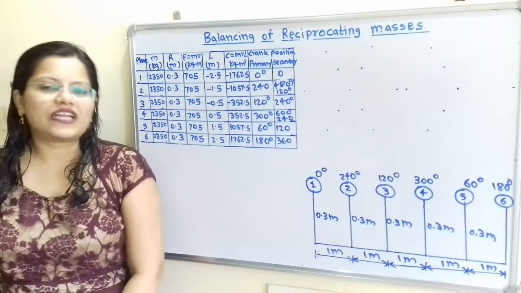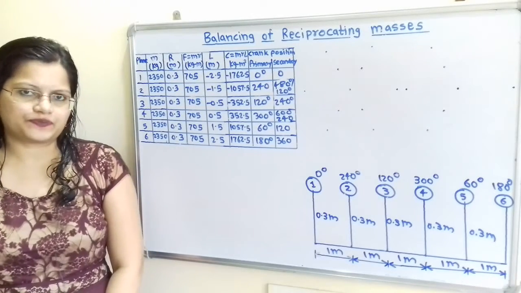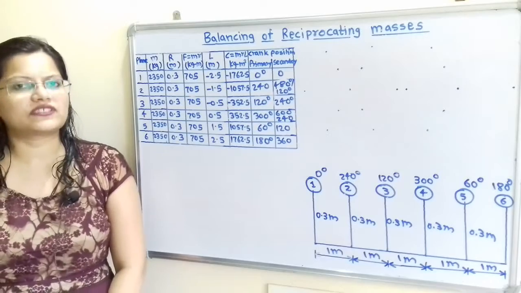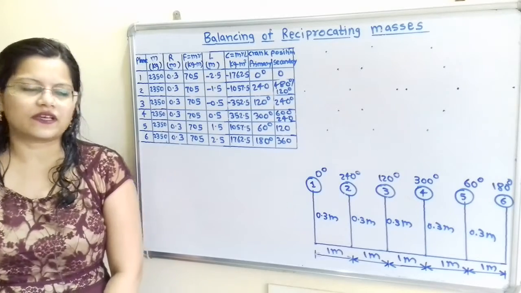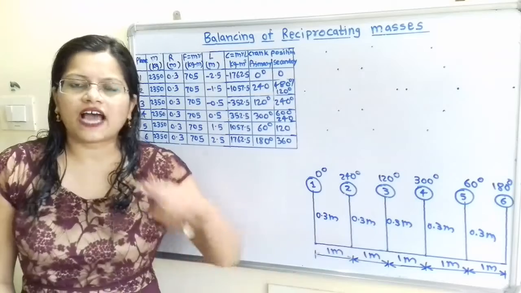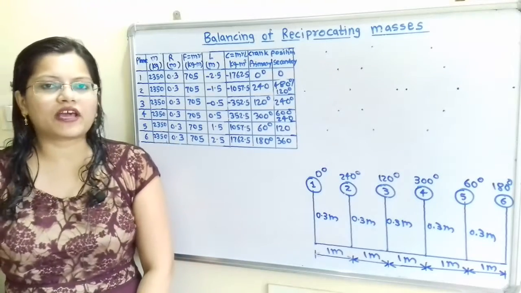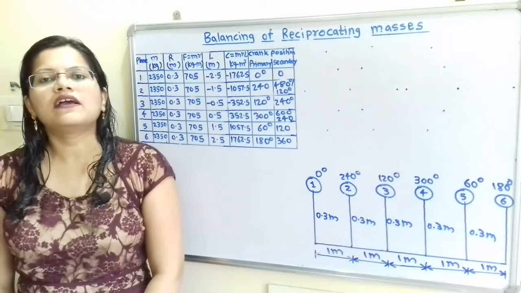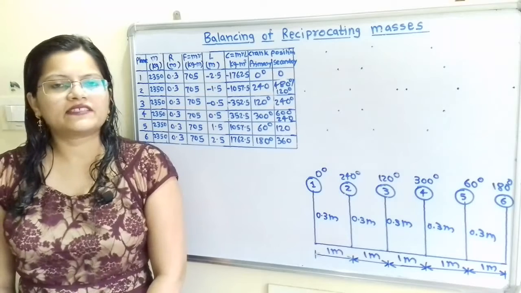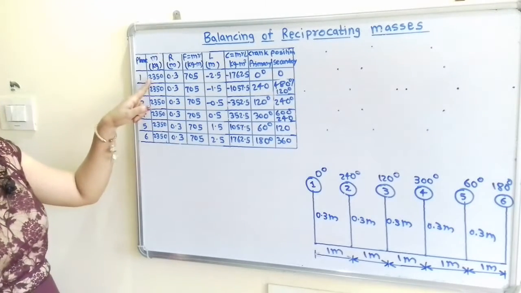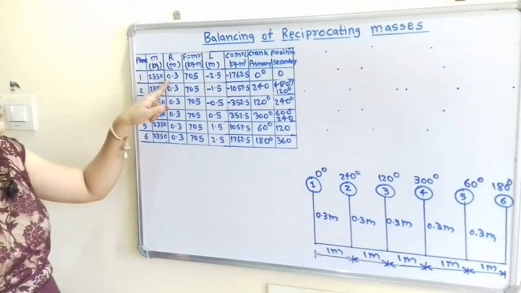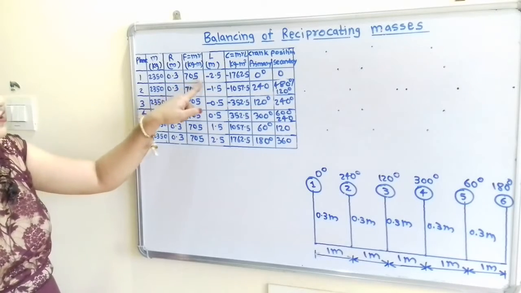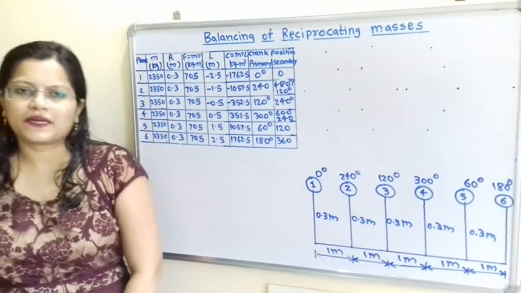Now we will calculate the centrifugal force. The centrifugal force is m r omega square. But all these cranks are rotating with the same angular velocity omega, and we will consider here F is equal to m into r, that is 2350 into 0.3, that is 705. So we have to mention this.